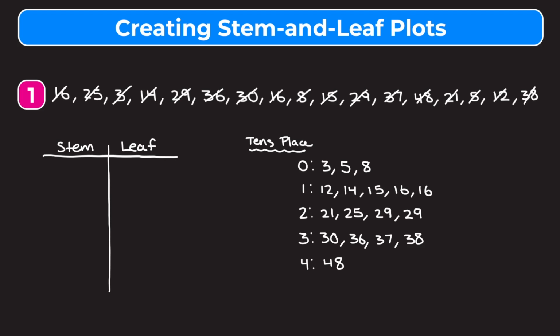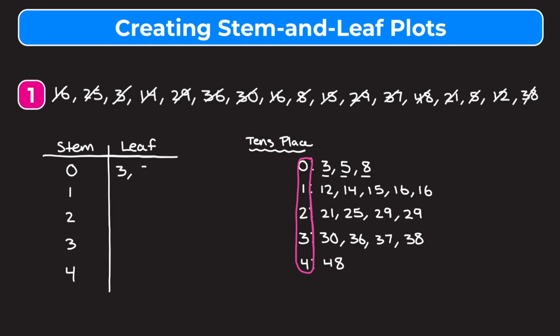And now what we're going to do is take all these tens places that we just wrote down here, all the tens places that show up in our data set, and put those in our stem column. So we're going to put 0, 1, 2, 3, 4. And in the leaf place, we're only going to put the ones digit of every number. So for the 0 row, the 0 stems, we have 3, 5, 8. Those are all ones digits, so we're just going to write them as is.